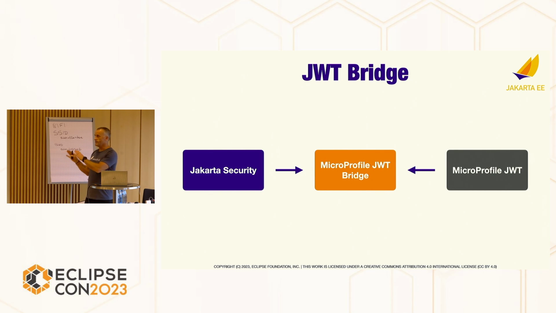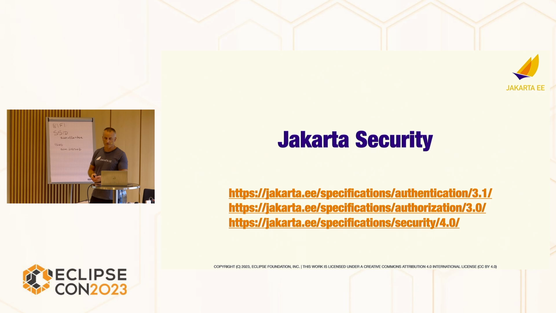There's also a new specification coming in MicroProfile called the MicroProfile JWT Bridge. So Jakarta Security will be able to use the JWT features in MicroProfile, or you can use JWT in Jakarta without circular dependencies. So we have this intermediate specification. So security you can find in these 3 specifications. For application developers, the security API, or the lower one, Security 4.0, is where you typically would go. The others are more service level APIs.